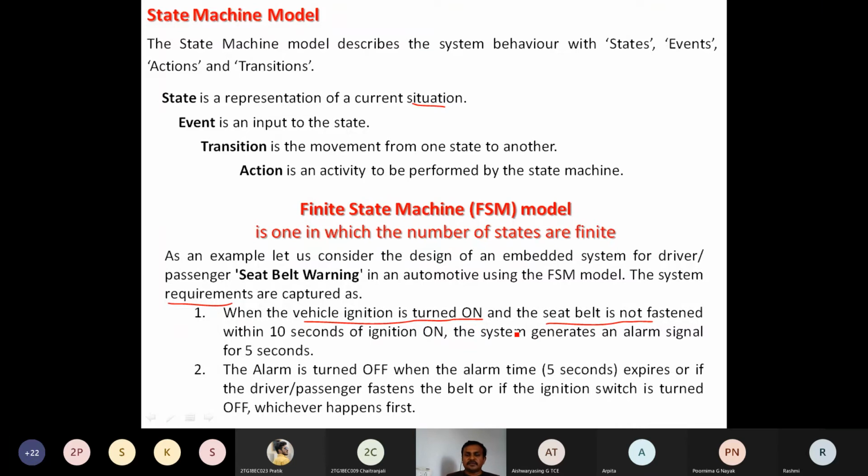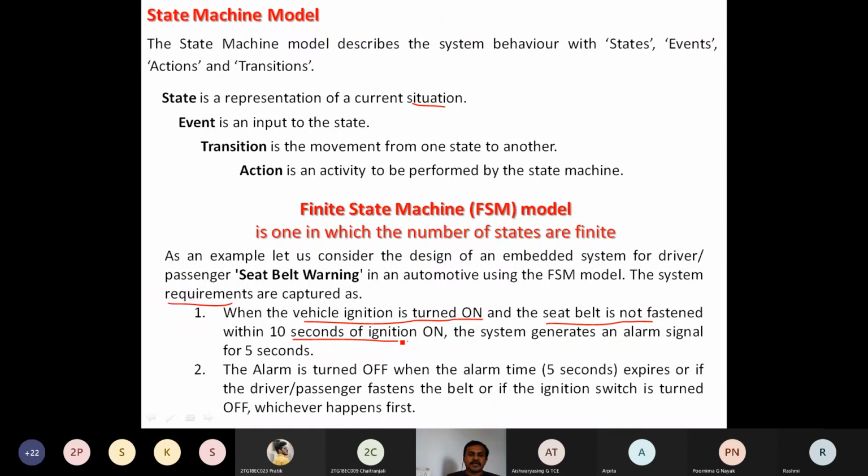It is not fastened. Let me tell you, if it is fastened, there is no problem. If it is fastened, it is locked, then there is no problem because the customer or the passenger is following the rules of the transportation department. Okay. So if it is not fastened, within 10 seconds after the ignition, the timer is going to start.